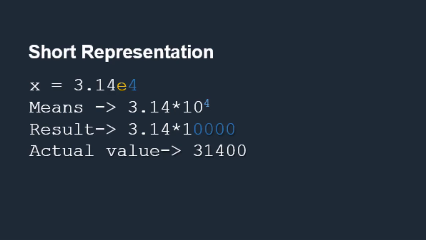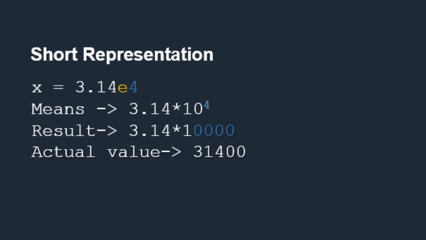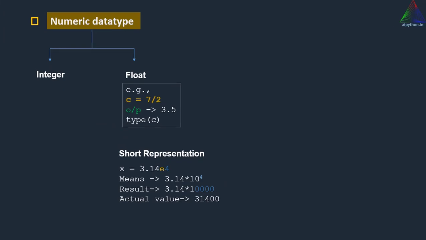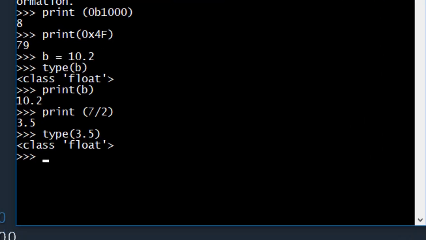Not only this one, any kind of number which is similar to this one. So what it means is 3.14 into 10 raised to power 4. E here represents 10 and the 4 represents the power. So the result will be 3.14 into 10,000. The actual value Python will give you is 31,400. In Python, if you write x equal to 3.14, and we are going to write e4, right? So if you want to print this value, you can print x and you'll see 31,400.0.